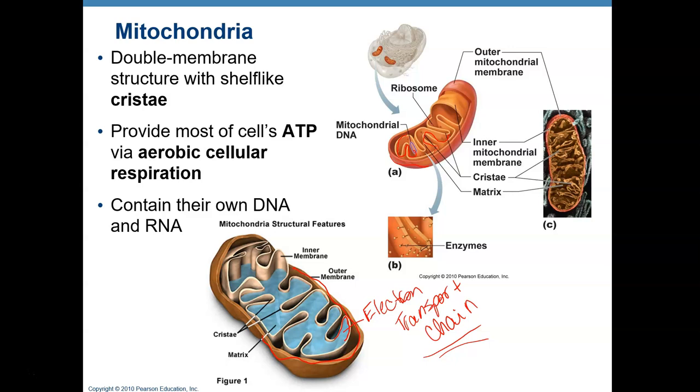Mitochondria, because they have such an important role in generating energy, actually have their own DNA and RNA, in addition to the DNA and RNA that's found within the cell that they exist in.